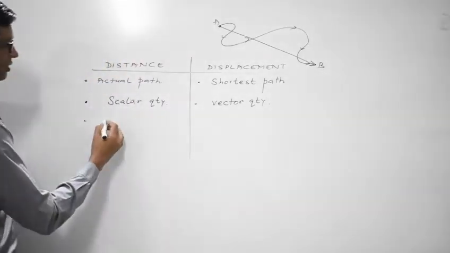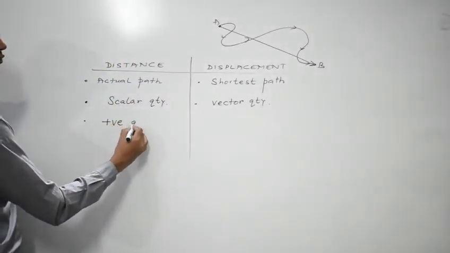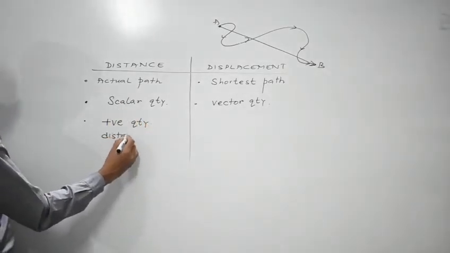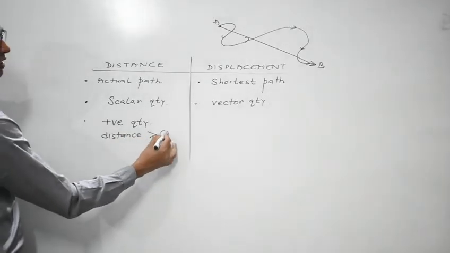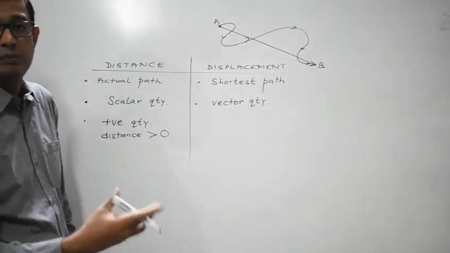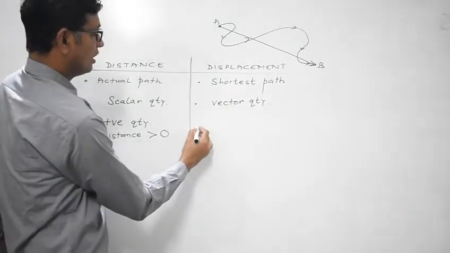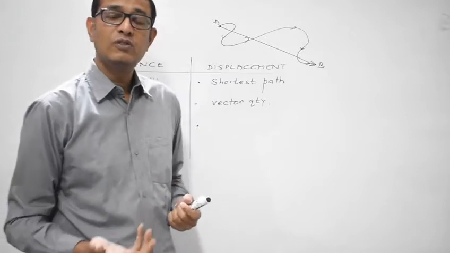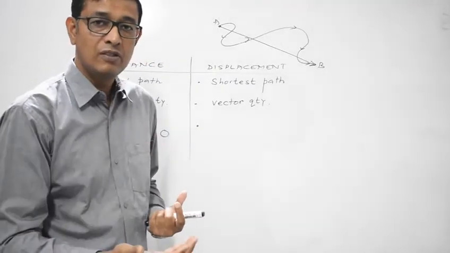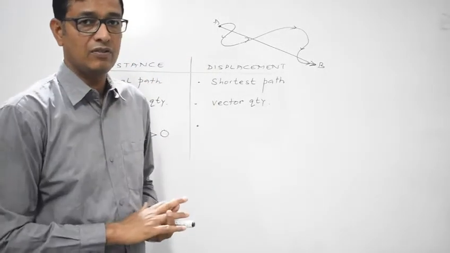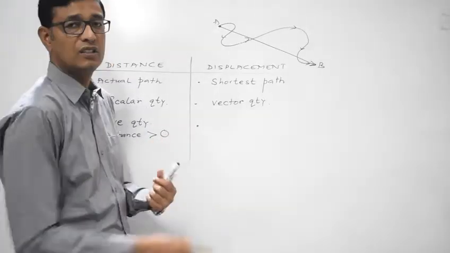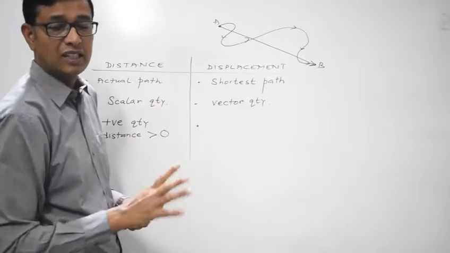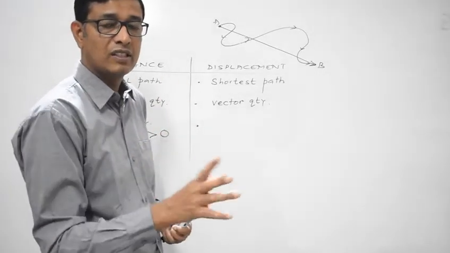So distance is a positive quantity. Distance is always greater than 0. When I write greater than 0, it means it is positive. While on the other hand, displacement can be 0, it can be positive, or it can even be negative. We'll discuss various examples concerning this particular concept. So displacement can be 0, it can be positive, it can be negative.